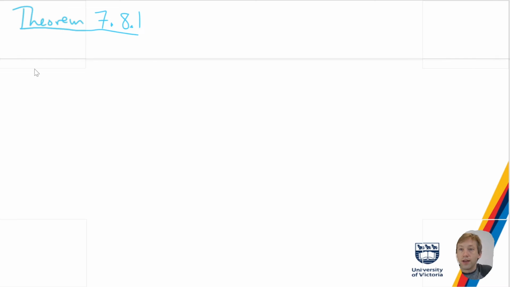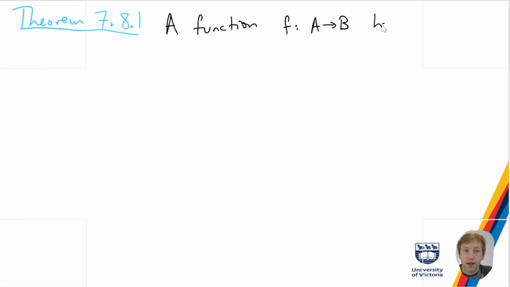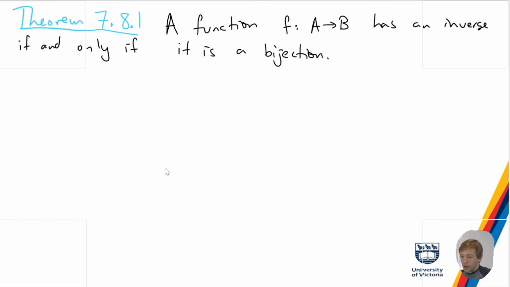So this is now Theorem 7.8.1. So this says that a function f from A to B has an inverse if and only if it is a bijection. Okay. So let's prove this. So let's prove this direction first.